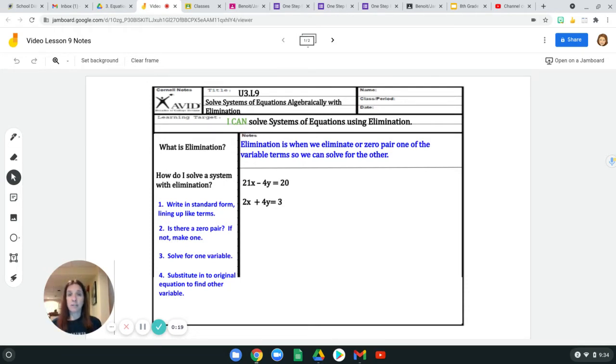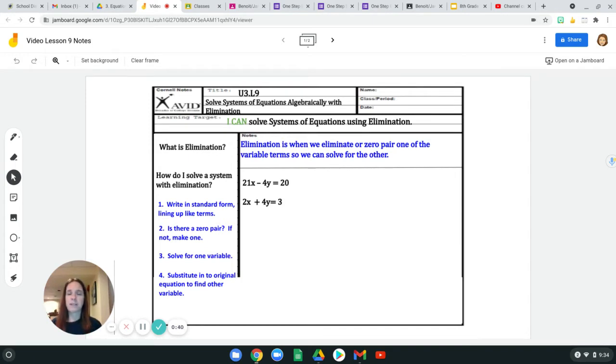Get your title and learning target written down. I can solve systems of equations using elimination. And while you're at it, get the definition of elimination down. What is it? Elimination is when we eliminate or zero pair one of the variable terms so we can solve for the other, okay? So I have some steps written out that we're going to follow.